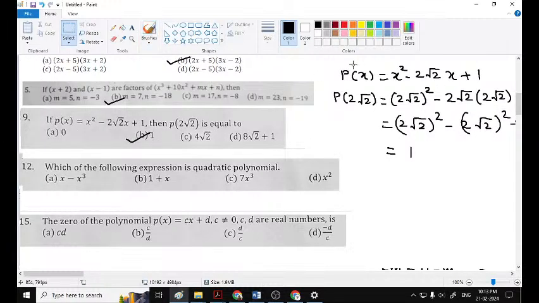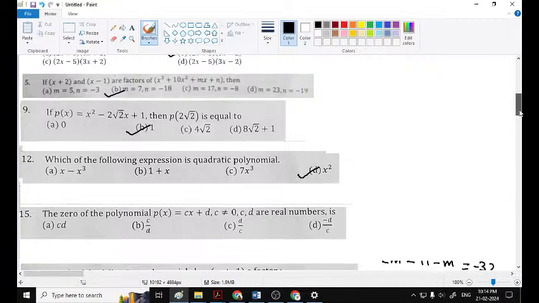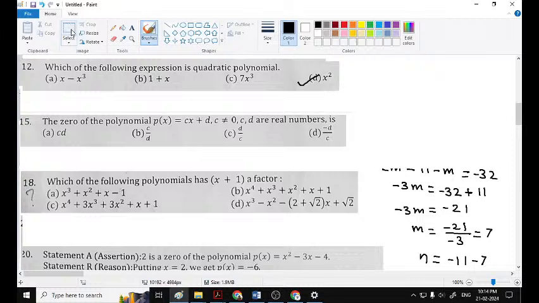Which of the following expressions is a quadratic polynomial? Highest power is 3, so it is cubic. Highest power is 1, so it is linear. Highest power is 3, so cubic, and this is our quadratic polynomial because the highest power is 2.